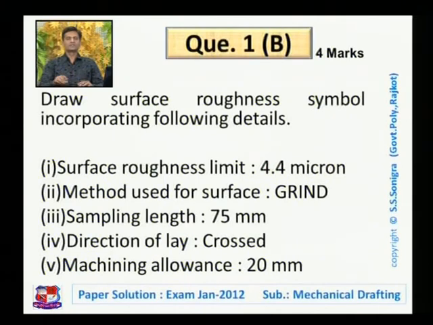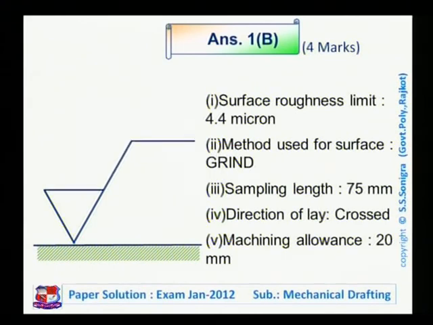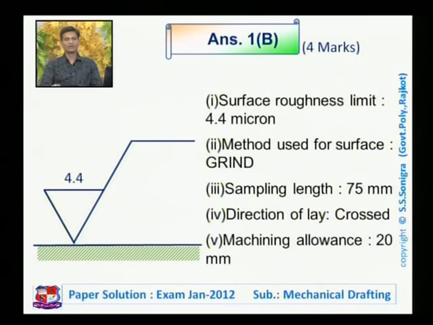So to draw the surface roughness symbol for this data, let me draw it like this. This is the symbol of surface roughness or machining symbol. First is the given surface roughness limit, that is 4.4 micron. So here we just have to write 4.4 only. No need to convert this micron into millimeter or anything. Just write 4.4 over here.